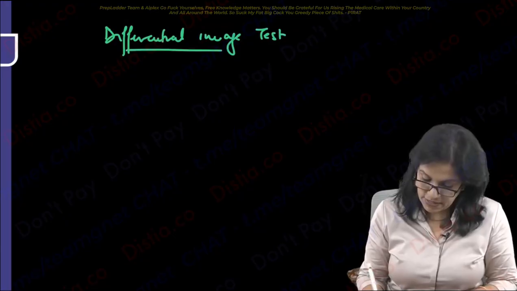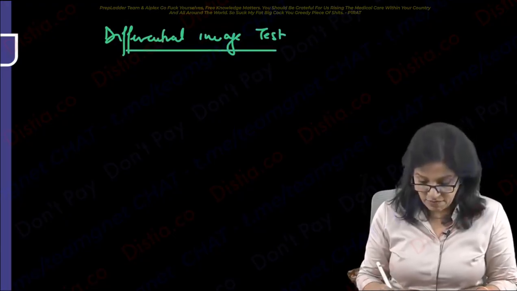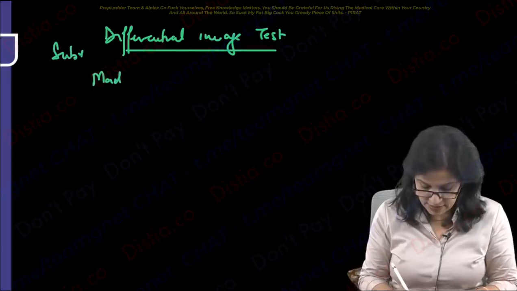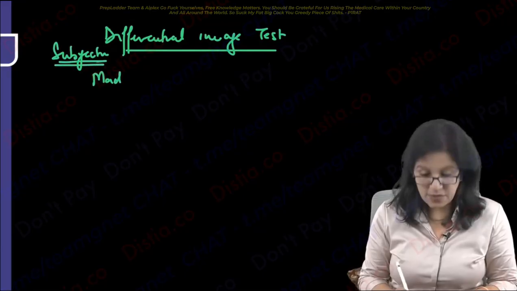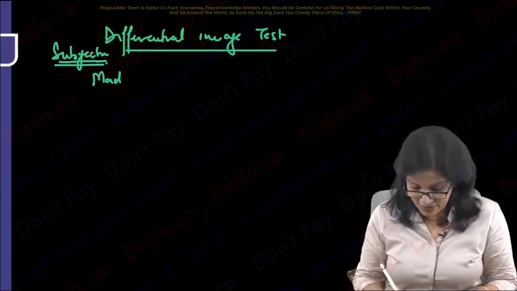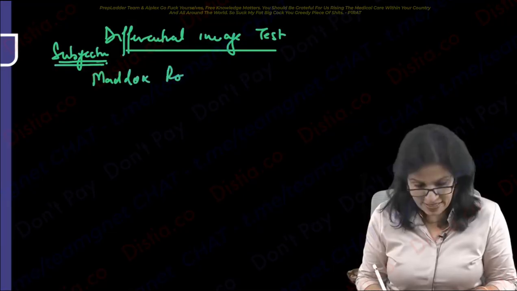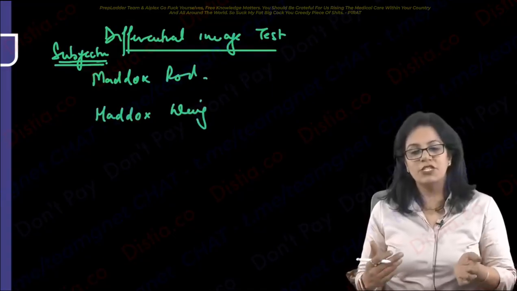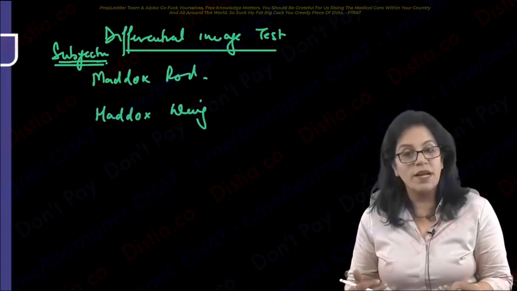Different images in the two wells, right? So this is mainly what we will be talking about. This is a subjective test. That means it will all depend on the patient's response. So this is your Maddox rod and this is your Maddox wing. Of course, differential image is actually mainly what we are trying to do here.